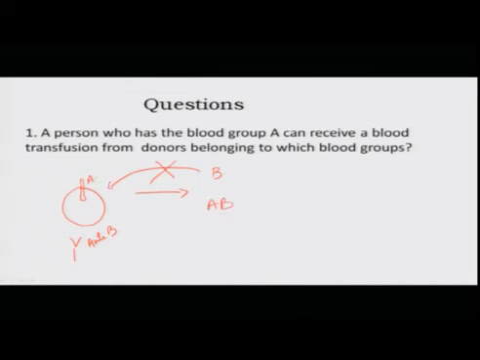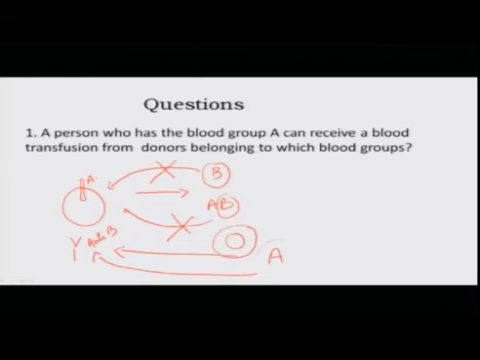AB again is not allowed, because the B antigen is present, which will be recognized by the anti-B antibody. So, now what is left? O, which I told you is a universal donor, can give blood to A, and A can also be a donor for the A blood group. So, the answer to this question would be blood groups O and blood groups A.